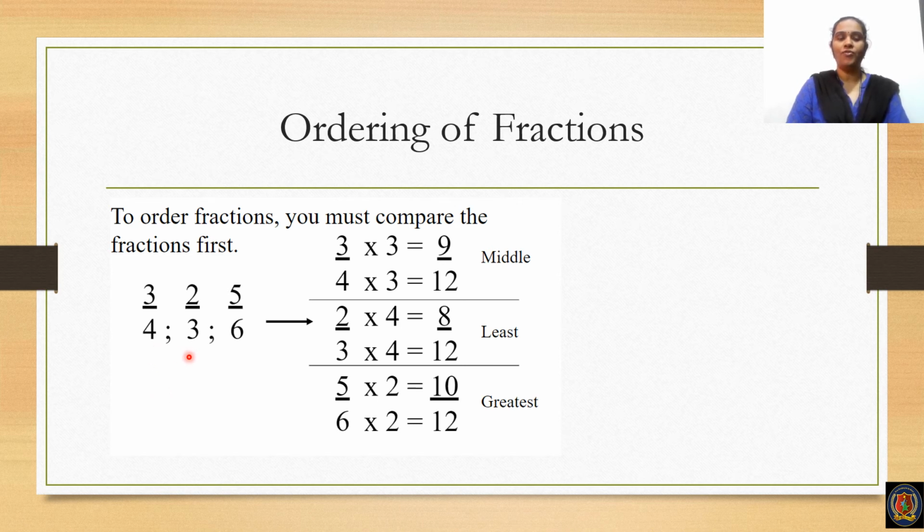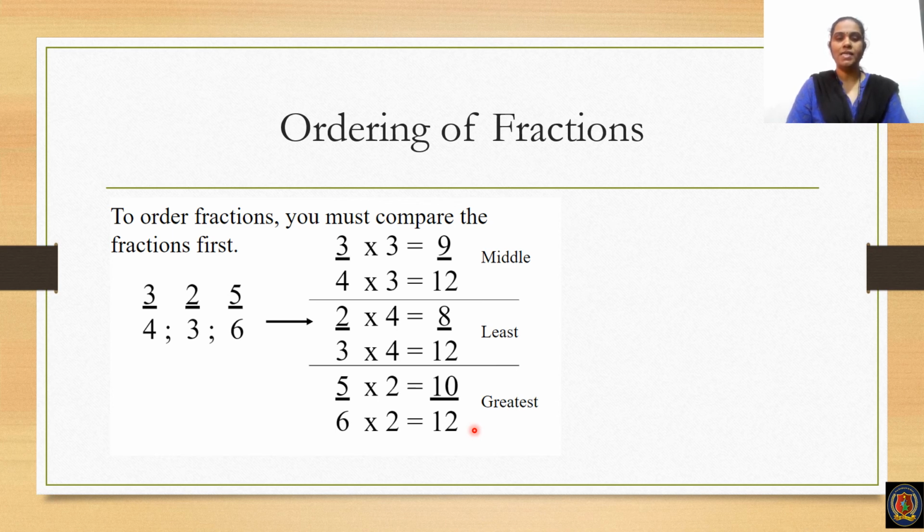The LCM of 4, 3 and 6 is 12. The equivalent fraction of 3 by 4 with the denominator 12 is 9 by 12. We multiply numerator and denominator by 3, we get 9 by 12. The equivalent fraction of 2 by 3 with denominator 12 is 8 by 12. The equivalent fraction of 5 by 6 with denominator 12 is 10 by 12. So now the denominators are all the same. They have become like fractions.